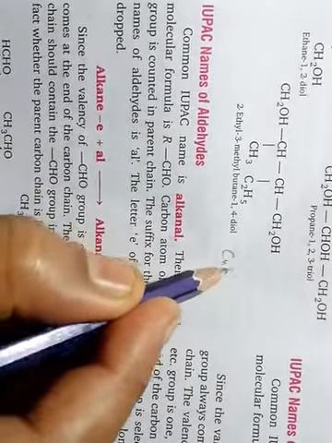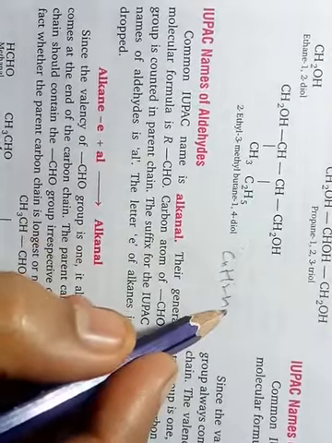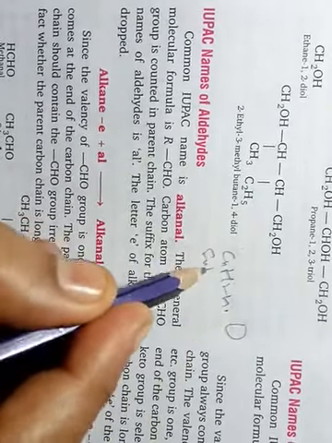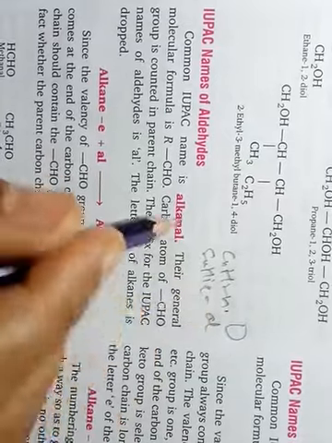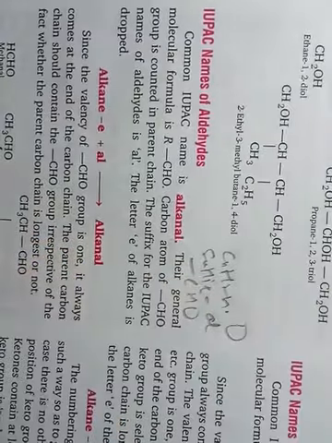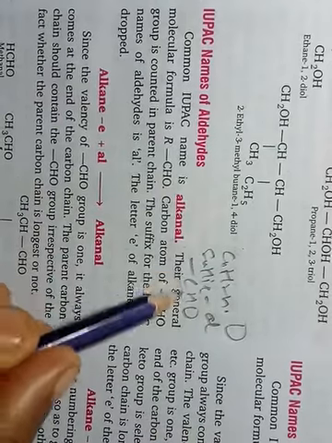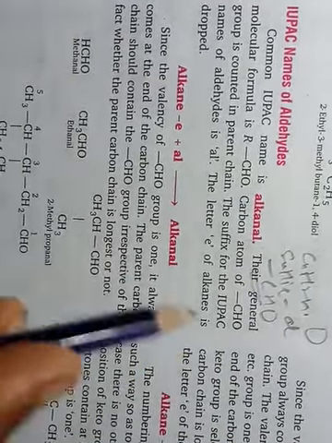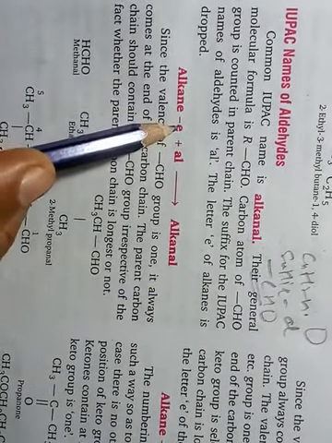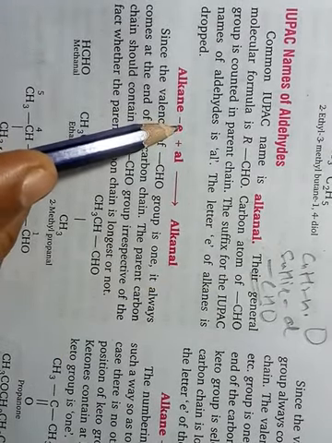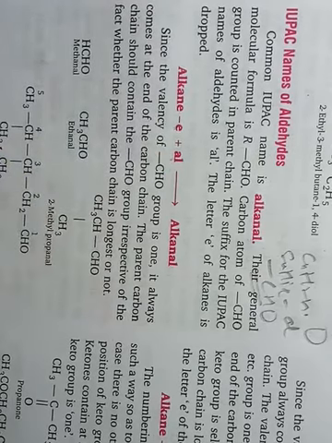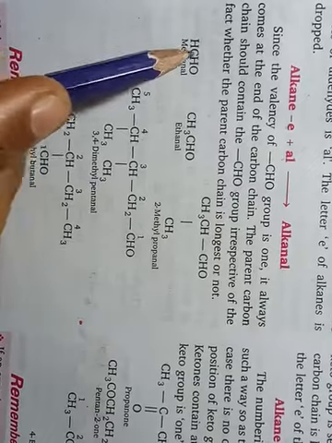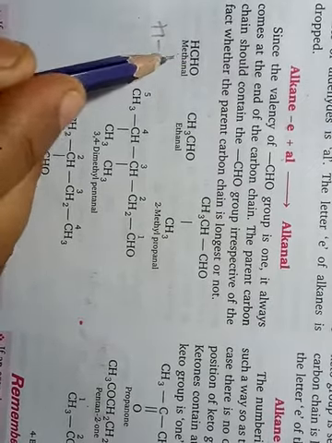Aldehydes have the general formula CnH2nO, the suffix is -al, and the functional group is CHO. This group is always present in the terminal position of the carbon chain. So at the time of naming, the E of the name of the alkane is excluded and -al is added. The first member of the family has one carbon.